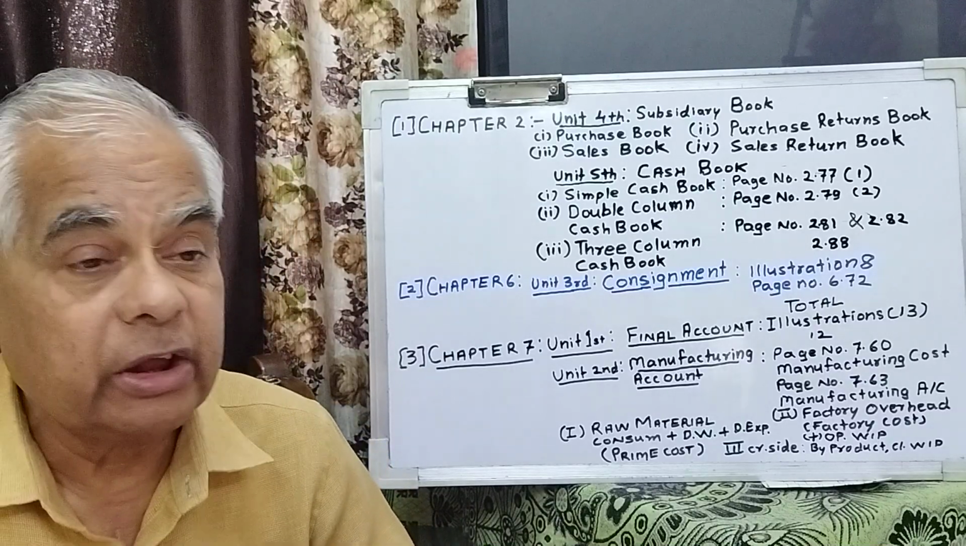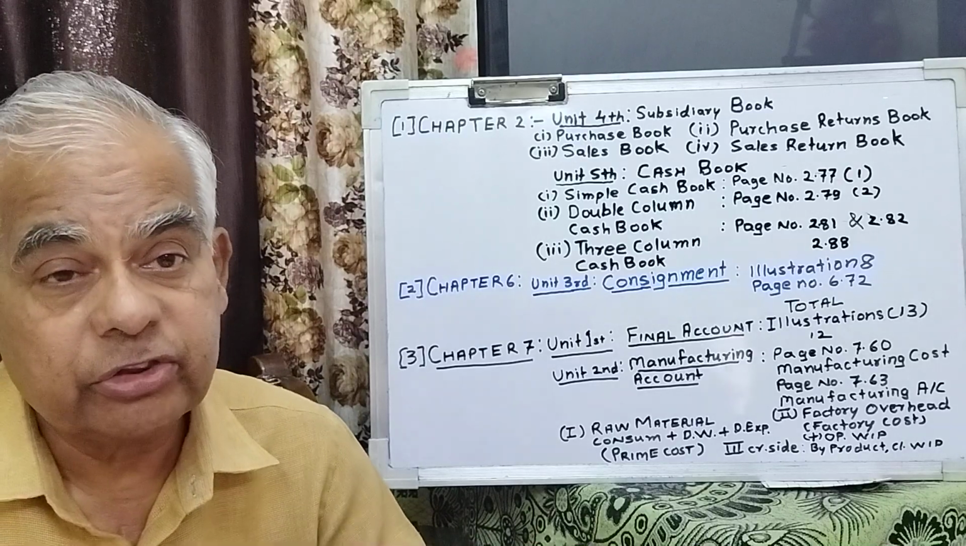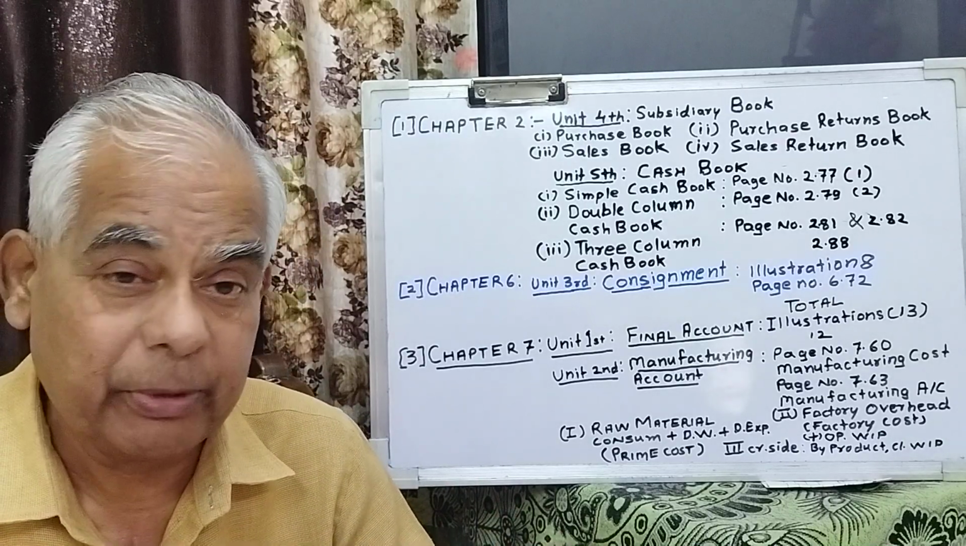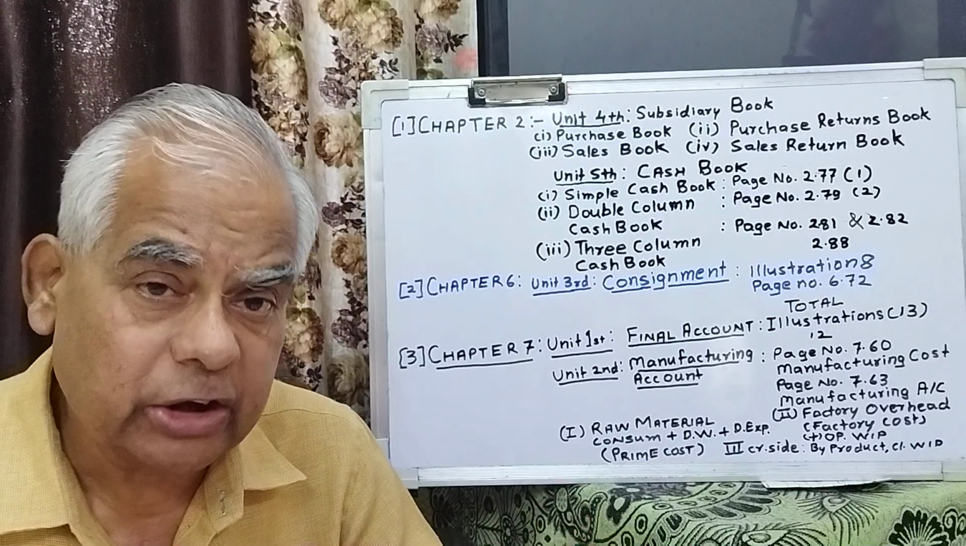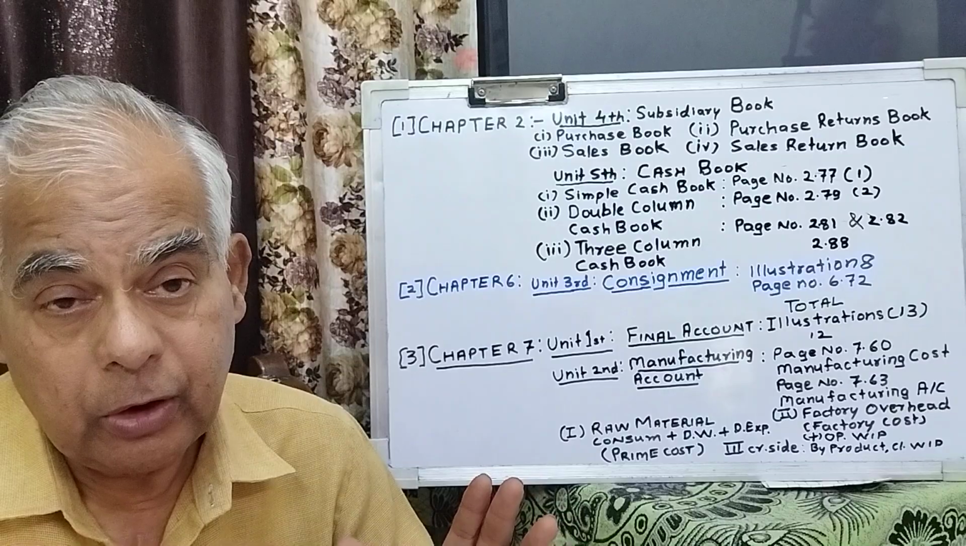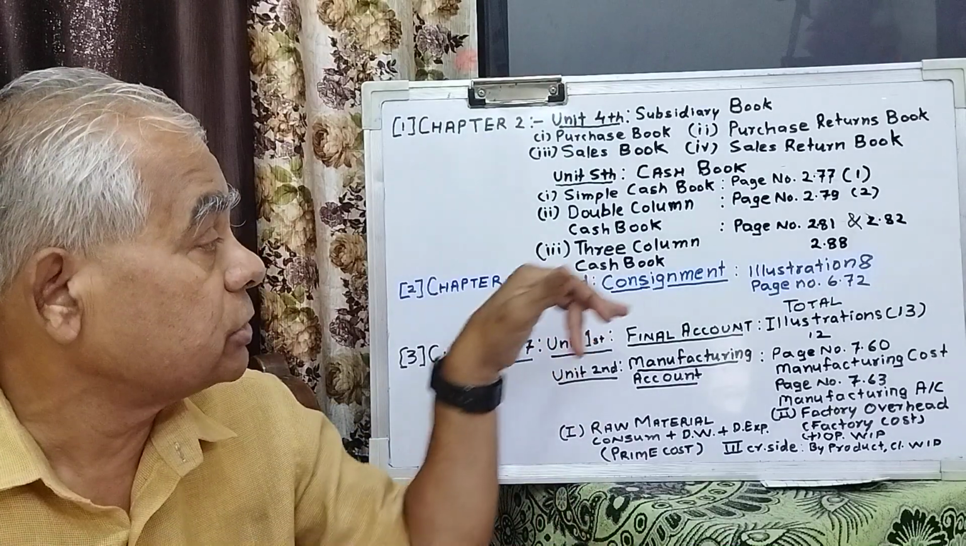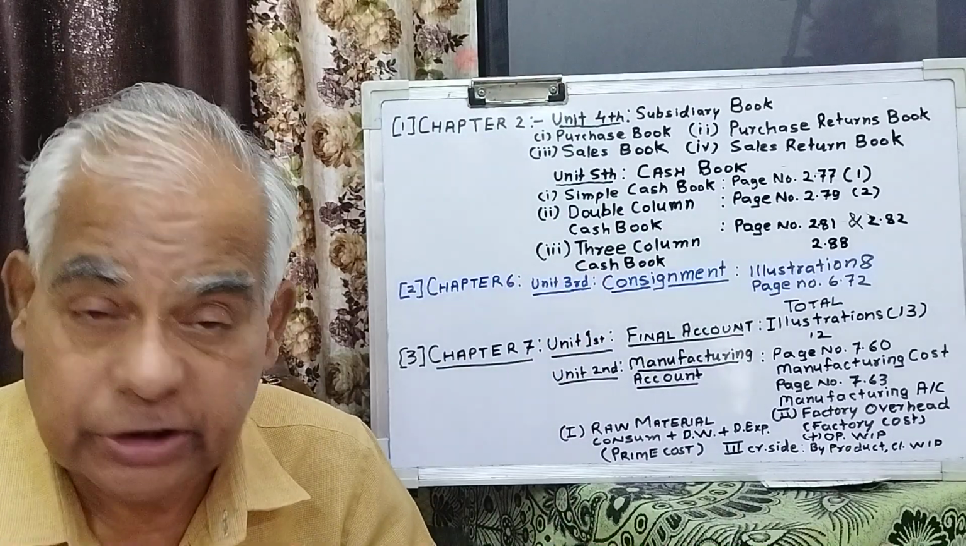Now another thing is that a bearer cheque received and deposited immediately into the bank, then no doubt bank account debit to X, and X's name we are going to write on the receipt side in the bank column. Now remember one more thing in the three-column cash book, that is the contra entry.